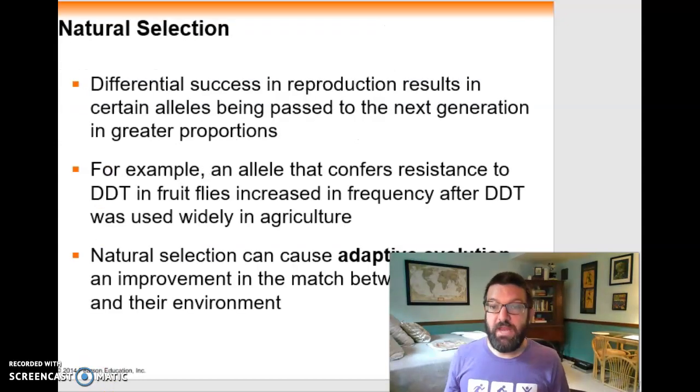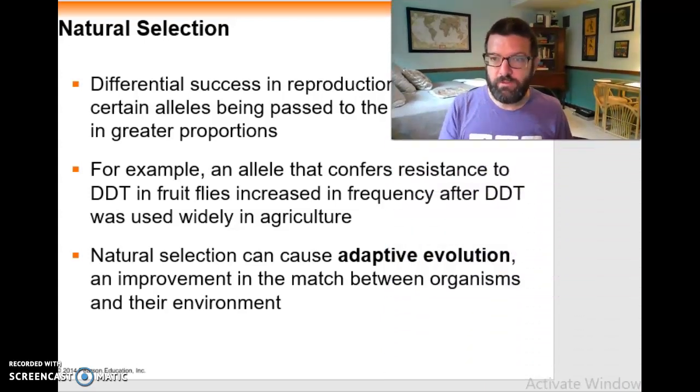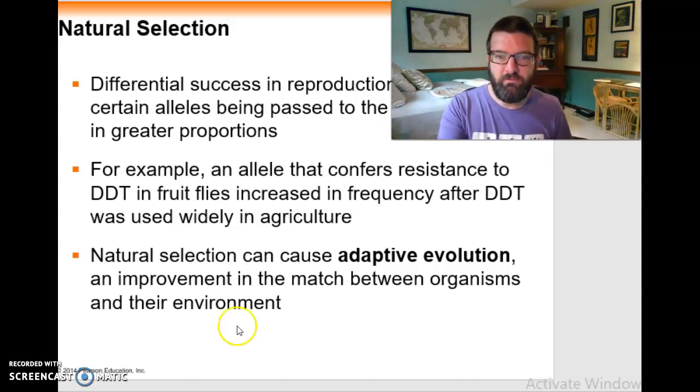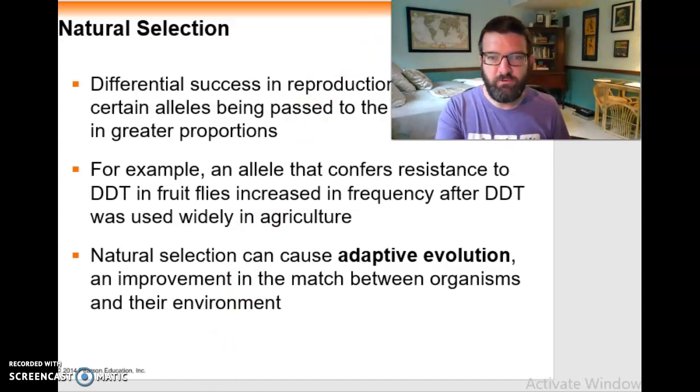Natural selection is the most obvious one of these to see in the wild. It's also the only one that can cause adaptive evolution, right? For instance, genetic drift can cause change in allele frequencies, but it doesn't necessarily make a population more fit, more adapted to their environment, whereas natural selection does.